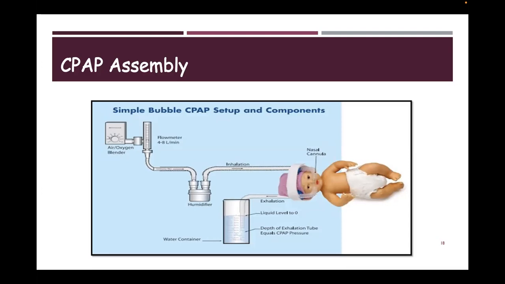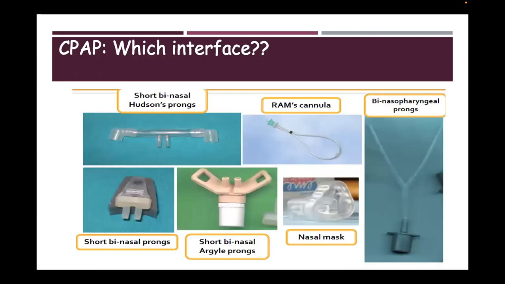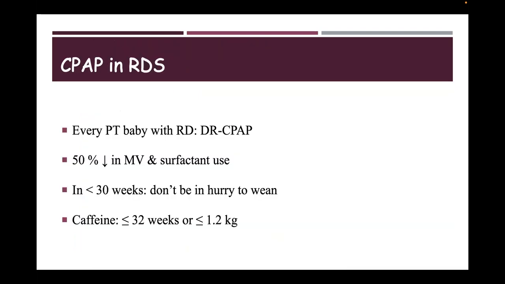All are same. The advantage with the bubble CPAP, although again it is a theoretical advantage, is that the bubbles generate oscillations just like HFO, which may help in improvement in the oxygenation. But the evidence is not very hard. The interfaces which are commonly used are the short binasal prongs or mask. The advantage of the mask is that it causes less nasal trauma. Since babies are obligate nasal breathers, it does not cause the decrease in diameter of the nares.